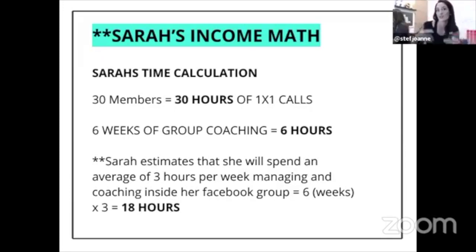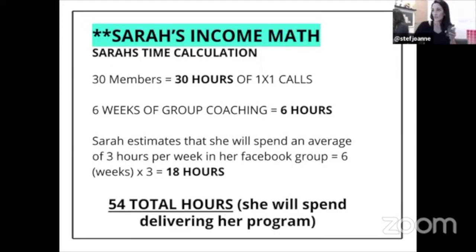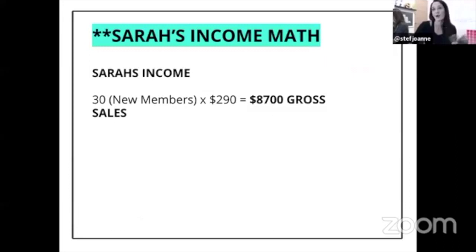I also added that in there because that does take time. So that is the total time that this program is going to cost. So that's a total of 54 hours that she's going to spend delivering this program. 54 hours over 6 weeks. Now, we have to figure out her income. Very exciting. 30 new members. The price point that we figured out was $290. That's $8,700 in gross sales.